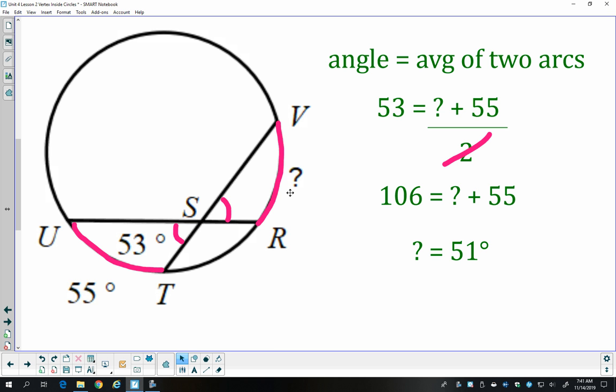Which, let me point out, 51 degrees makes sense, I think. Visually, you can see that this arc and this arc of 55 look like they're pretty close to the same size. And of course, 51 and 55 are pretty close in measure.